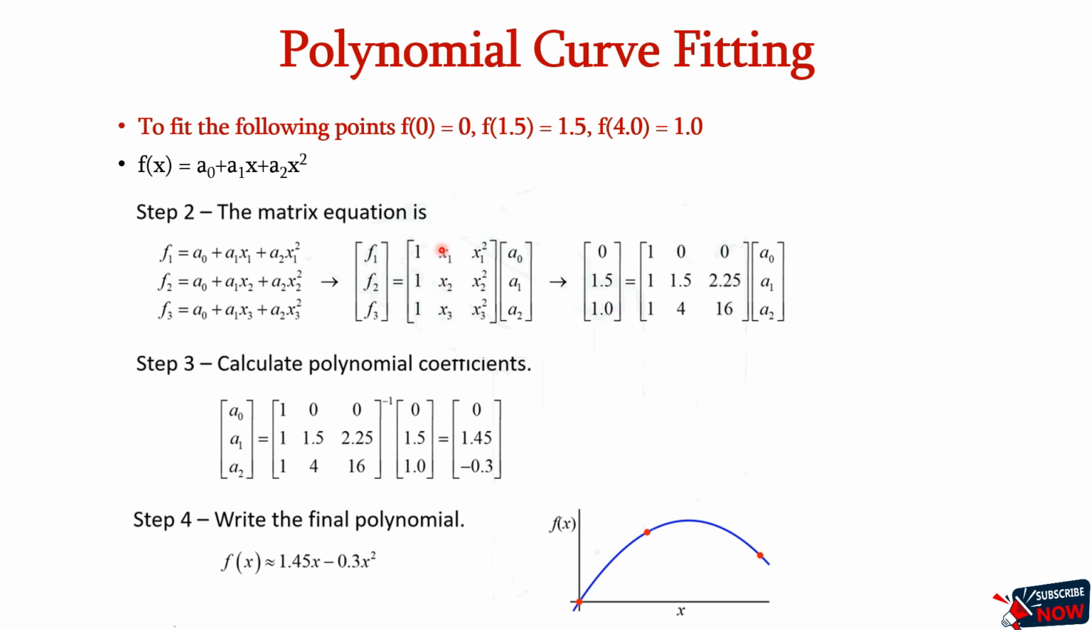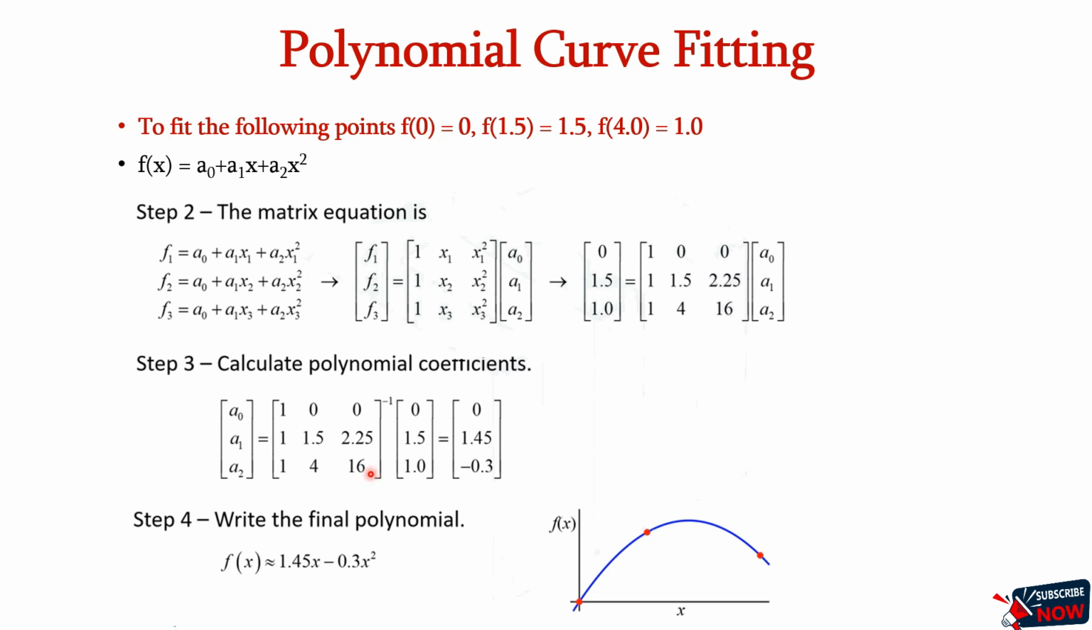And for x1, x2, x3, for the constant we make 1 as it is. For x1 it is 0, for x2 it is 1.5, and for x3 it is 4. Next for x1 square, x2 square and x3 square we square this column. So we get 0 for x1 square, for x2 square it is 2.25, and for x3 square it is 16. Now we have to find the value of a. So we have to take the inverse of x and multiply it with f. So we are doing that here.